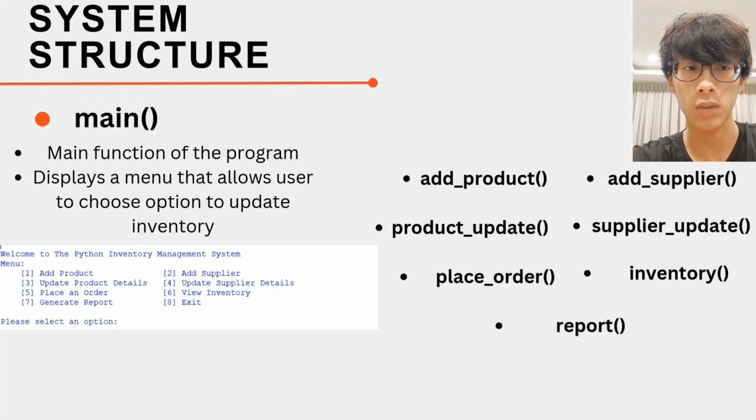Seven is a report function. This function generates a report for the user that includes details such as low stock, sales number, and existing orders. And finally is the exit function, which exits the program entirely.